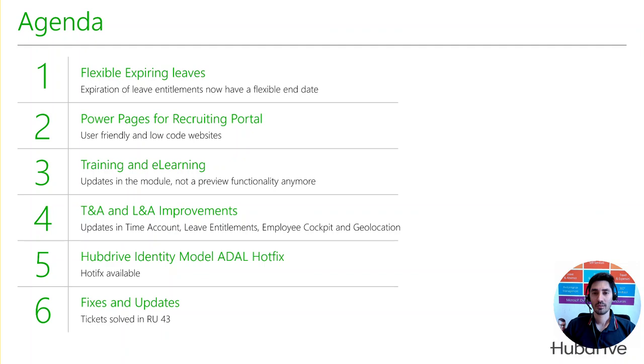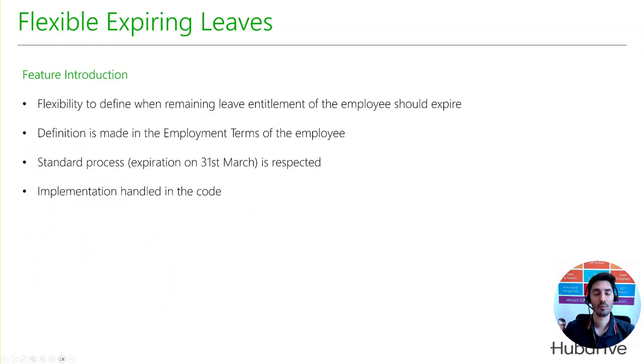Then we have the new training and e-learning that it's not a preview feature anymore. We're going to talk about time and attendance and leave and absence improvements. We also have here the new hotfix available. And last but not least, we have the fixes and updates in Rollup 43. So moving on, we're going to start with the flexible expiring leaves.